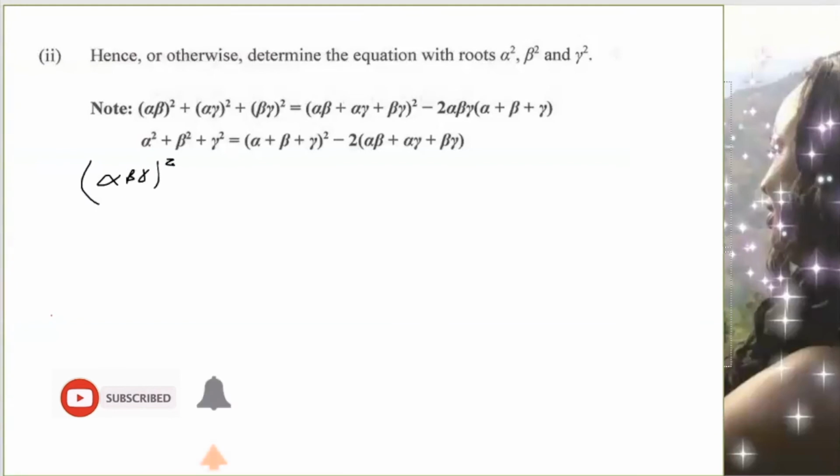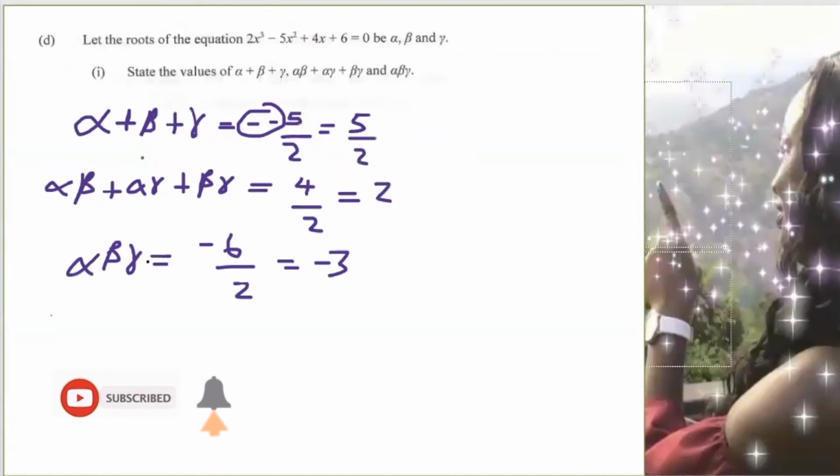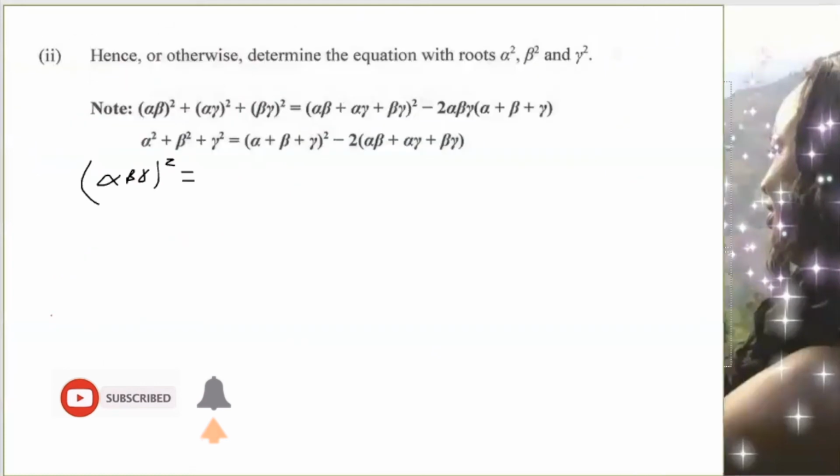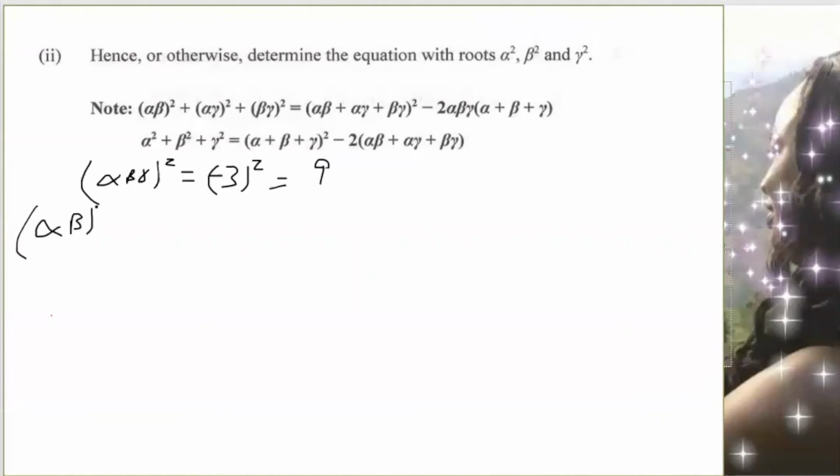Now, I had already found out what alpha beta gamma is. That's negative 3. So therefore, (alpha beta gamma) all squared will be (minus 3) all squared, and that will give me 9. The next one that I need to find is (alpha beta) all squared plus (alpha gamma) all squared plus (beta gamma) all squared.